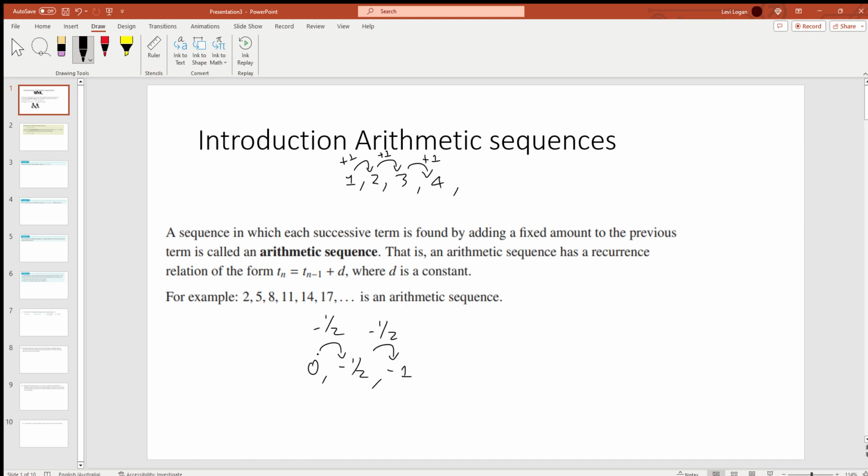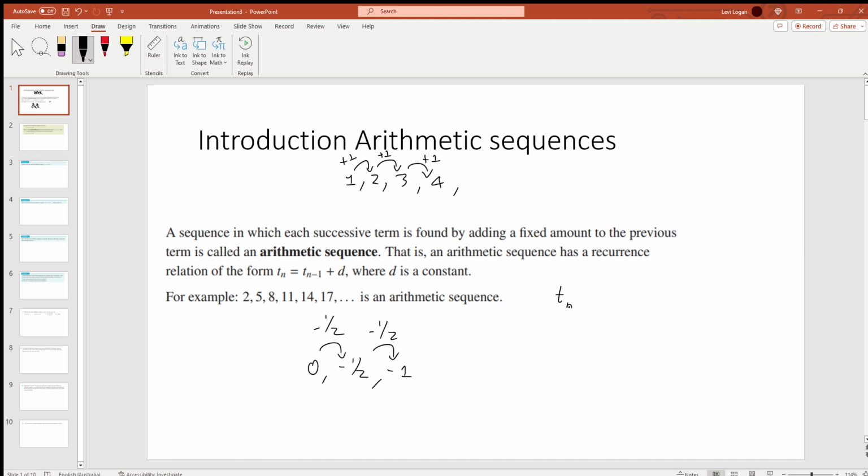So a sequence is a pattern of numbers. An arithmetic sequence means it's increasing or decreasing by a constant amount. Let's see what we have here. A sequence in which a successive term is found by adding a fixed amount to the previous term is called an arithmetic sequence. That's what I've just said, they've just put it in fancy words. That is, an arithmetic sequence has a recurrence relation in this form. Let's break down what this actually means.